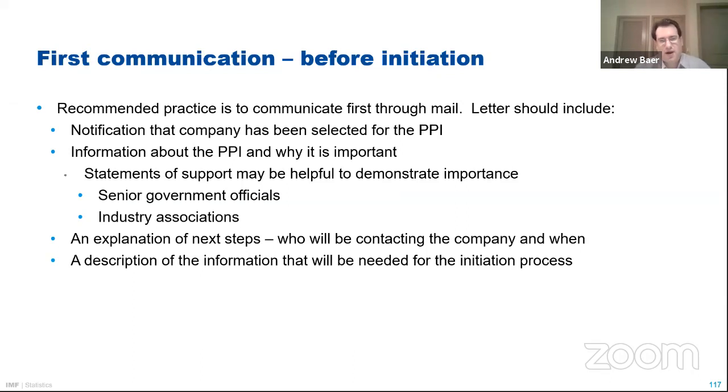So generally, the recommended practice is to communicate first through mail, because businesses would pay attention if an important envelope comes in, labeled important from the government. In the US, we had different classes of mail, and we would pay for the higher class of mail to draw more attention to the letter when it comes. The letter would notify the company that they've been selected for the PPI, and provide some information about the PPI and why it's important.